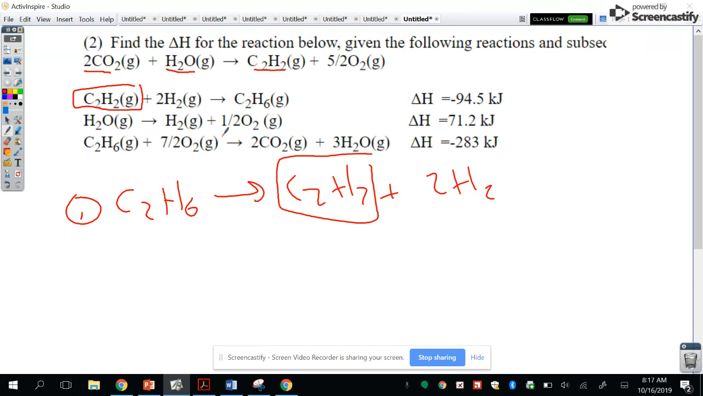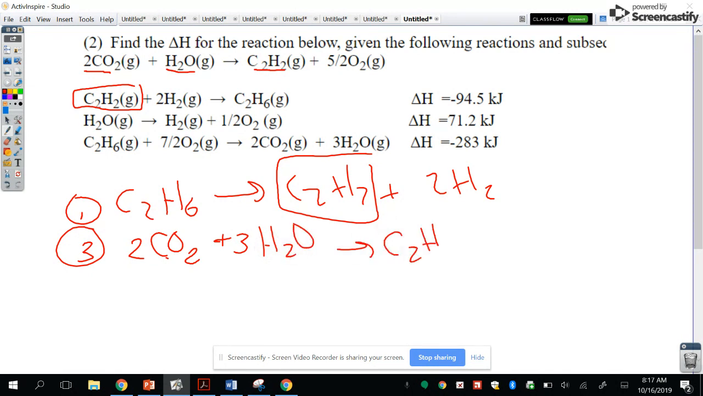So again, I'm going to flip it. So for my third equation, I'm going to flip it and it's going to become 2CO2 reacts with 3H2O. And that forms C2H6 plus 7 halves O2. So now again, I'm going to put a box around what I want to keep, which in this case is the 2CO2. And everything else I'm going to use to cancel out.